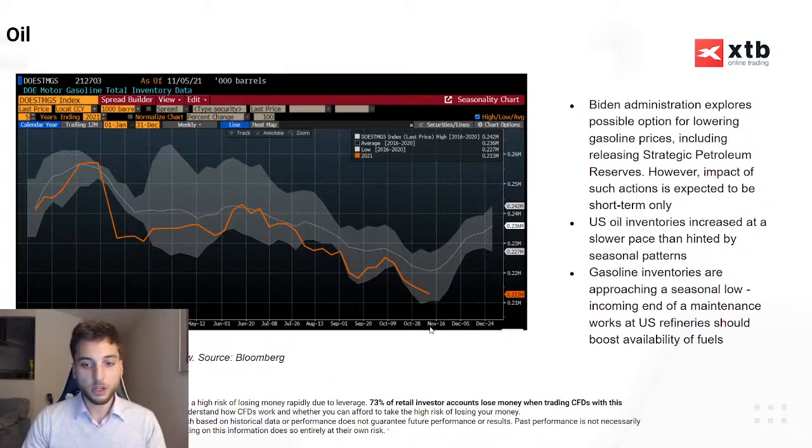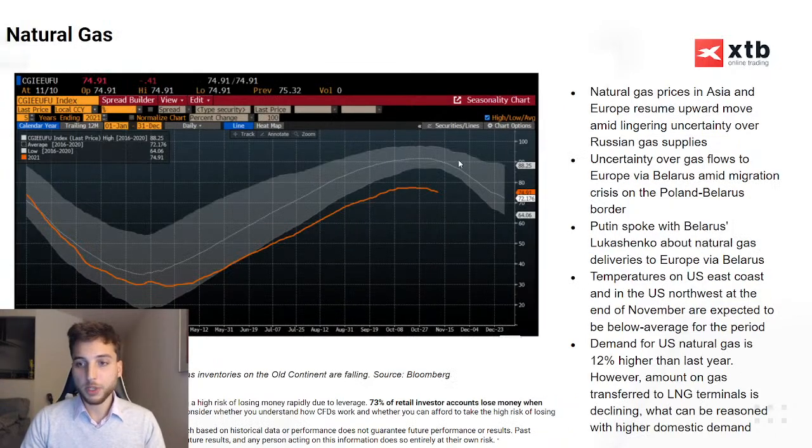But you can see here on the Bloomberg chart, once again, the orange line is U.S. gasoline supplies in 2021, and the average is significantly below the average on the Bloomberg chart. Past that, we have natural gas, which has been a major topic of discussion as of late. Not so much maybe in the last few weeks, but definitely when we did the webinar on the energy crisis.